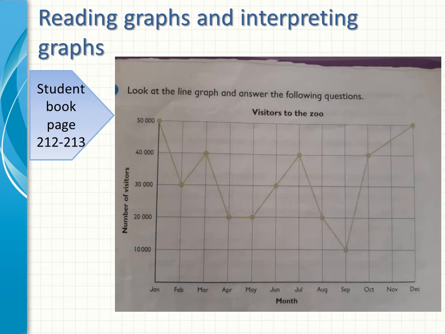Now, between which 2 months did the zoo see the greatest increase in the number of visitors? Now, this is what I explained to you. When we look at the graph, look at where it seemed as if there was so much steepness, like there was just a fall in the connecting line. It will help you to see the difference between 2 months.